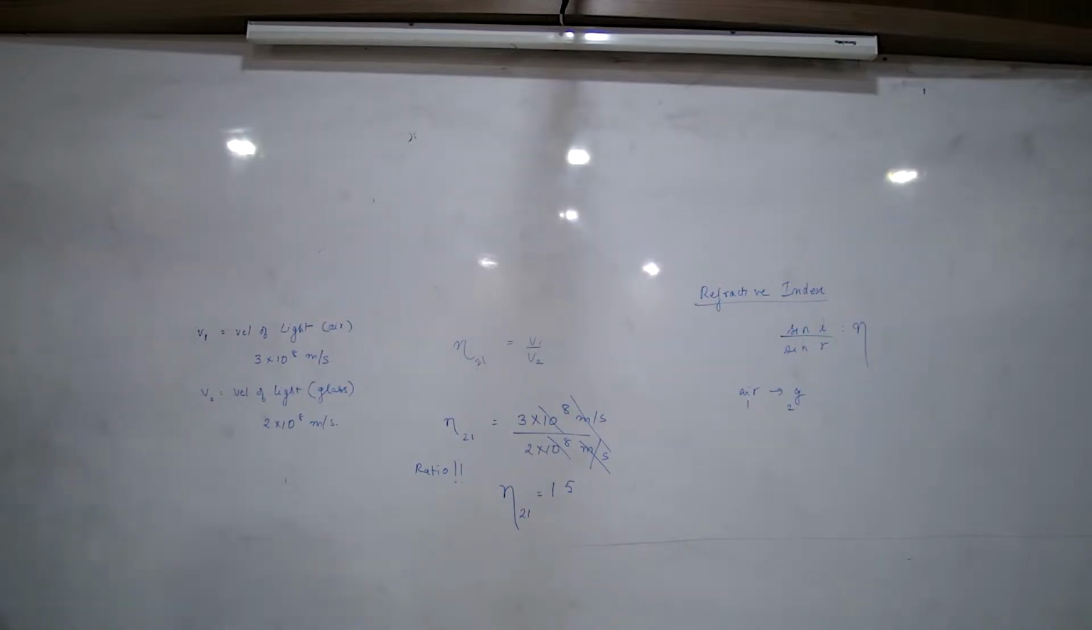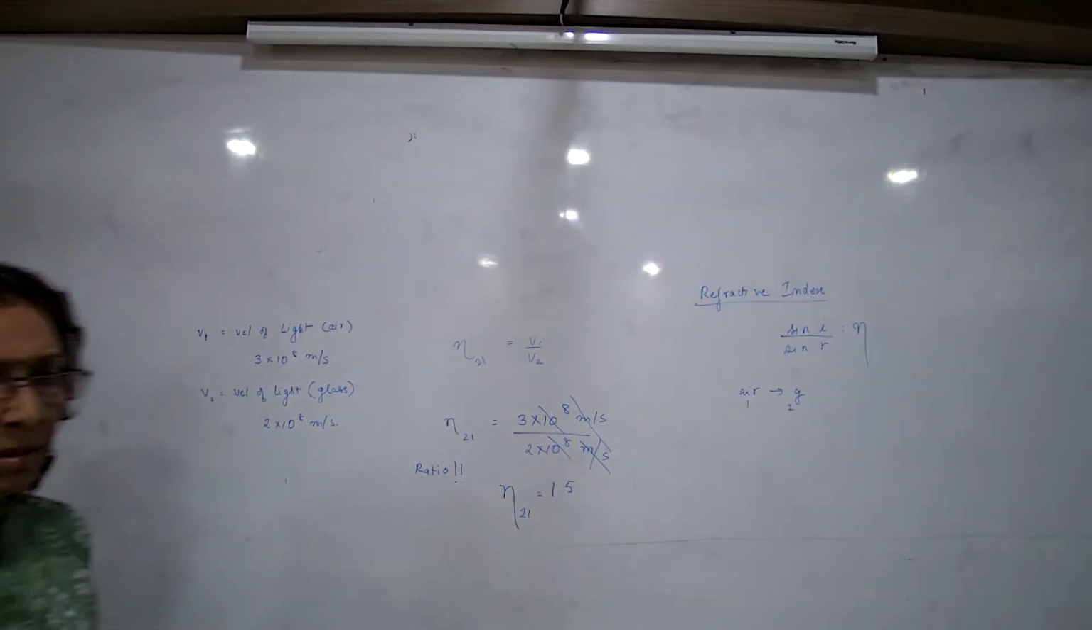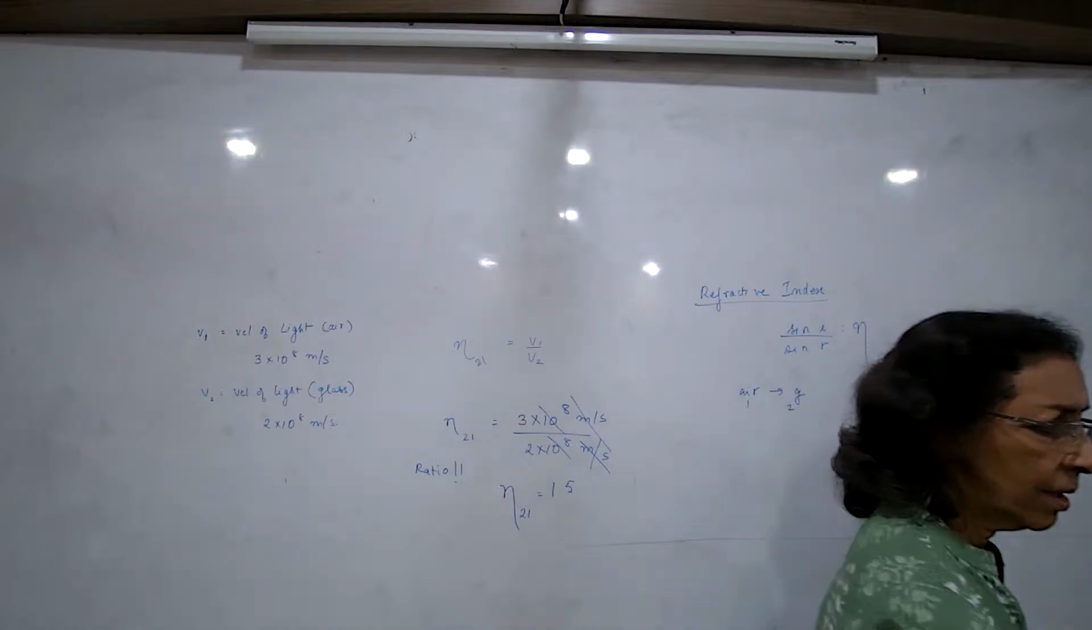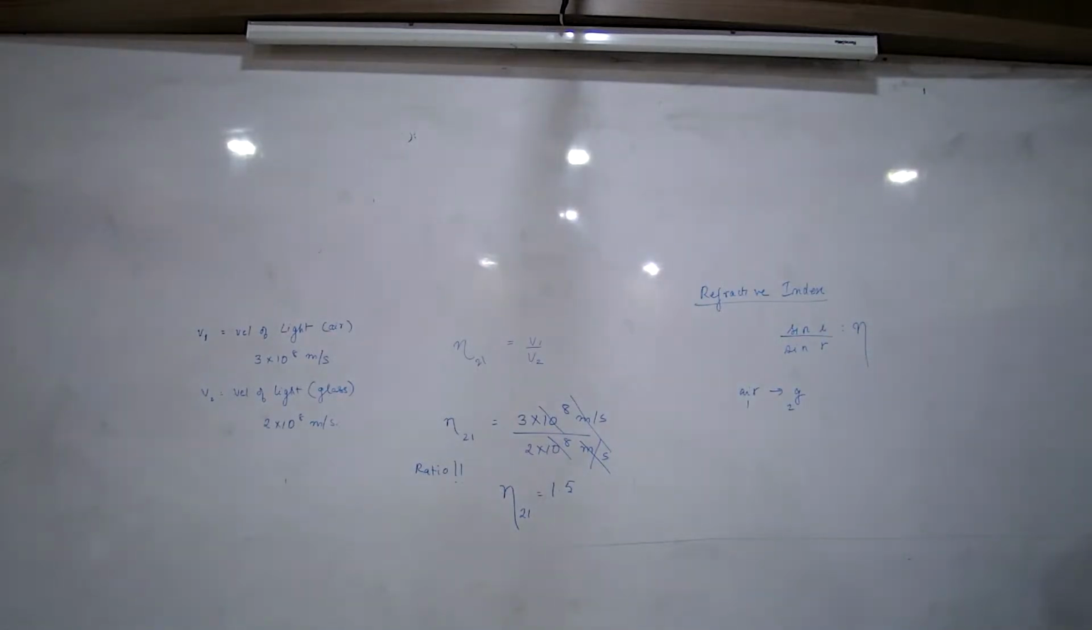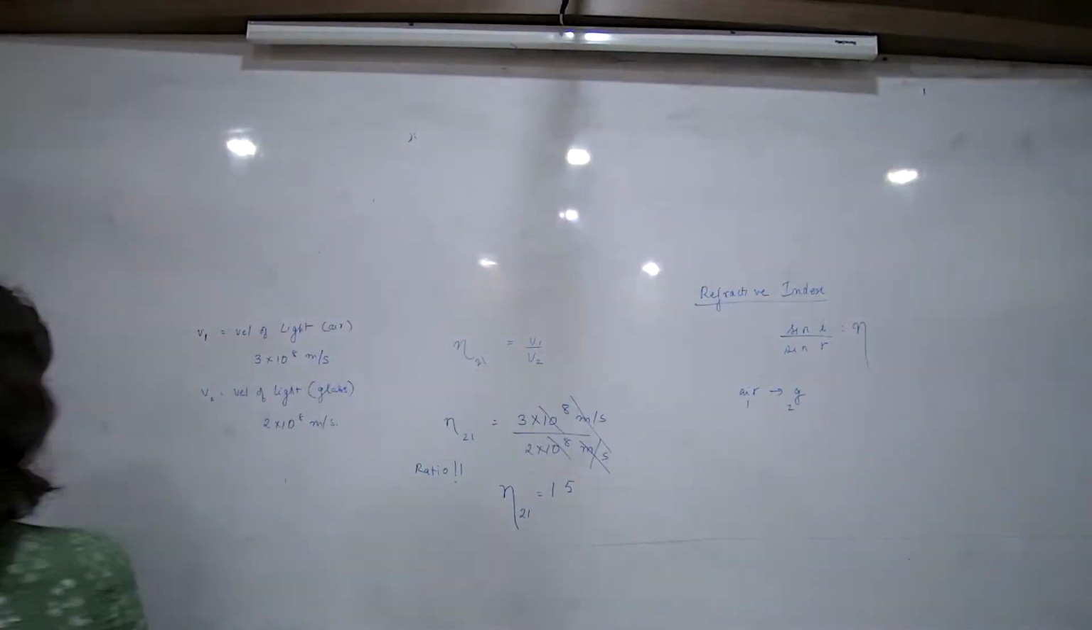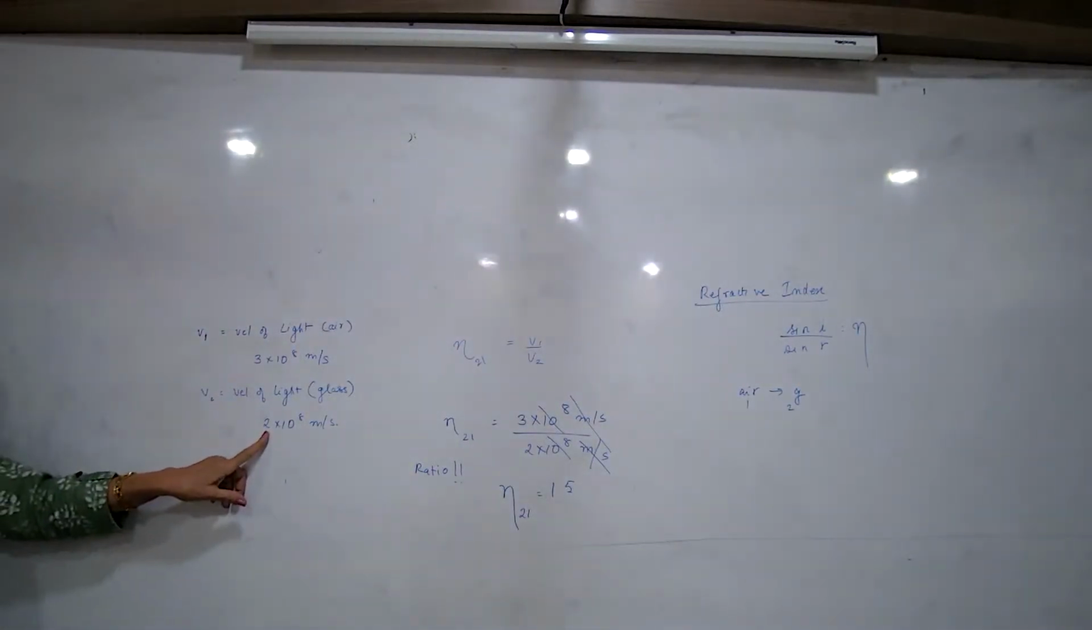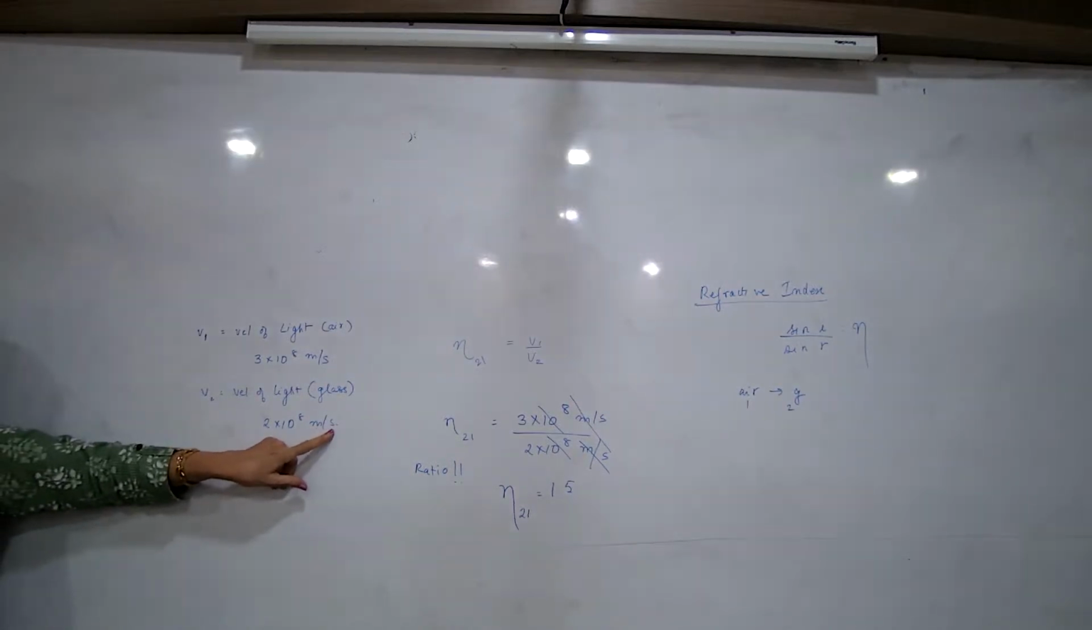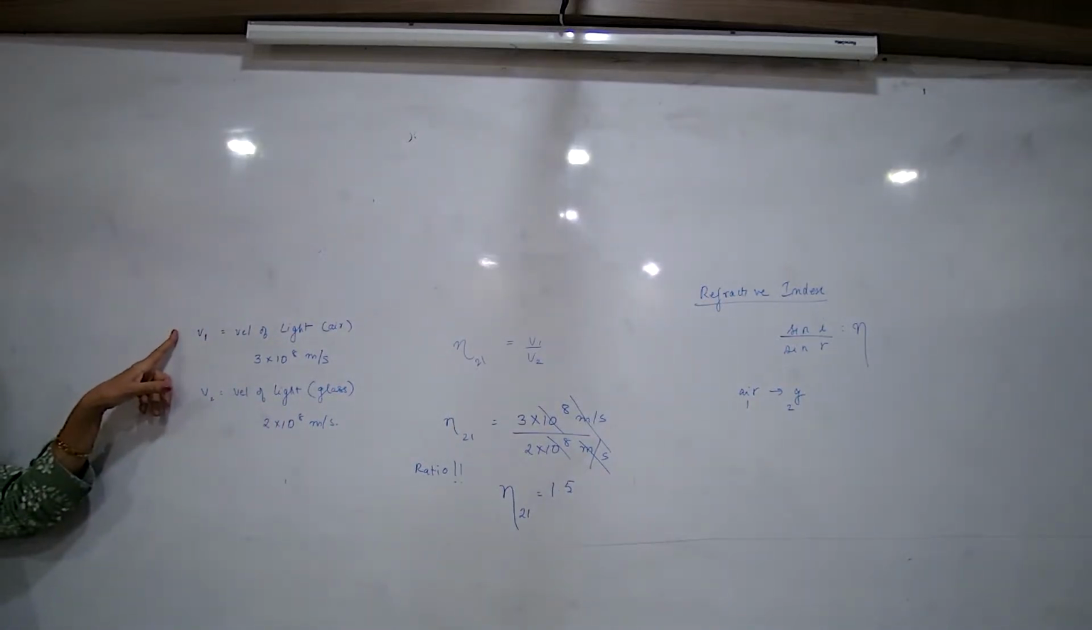Take it down. Calculate the refractive index of glass if the speed of light in glass is 2 into 10 raised to the power of 8 meters per second. In most of the sums, they will not give you V1, because air you are supposed to know.